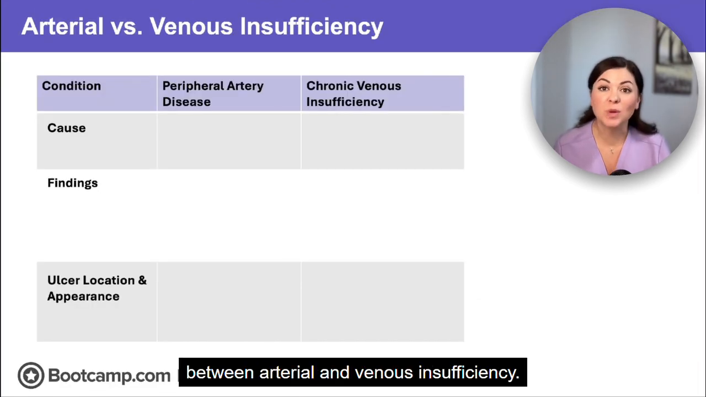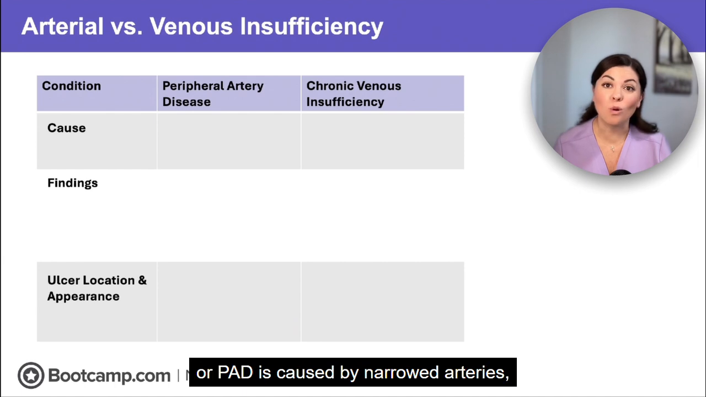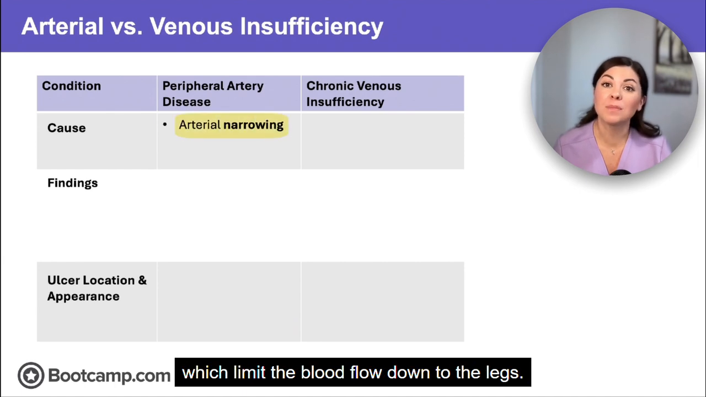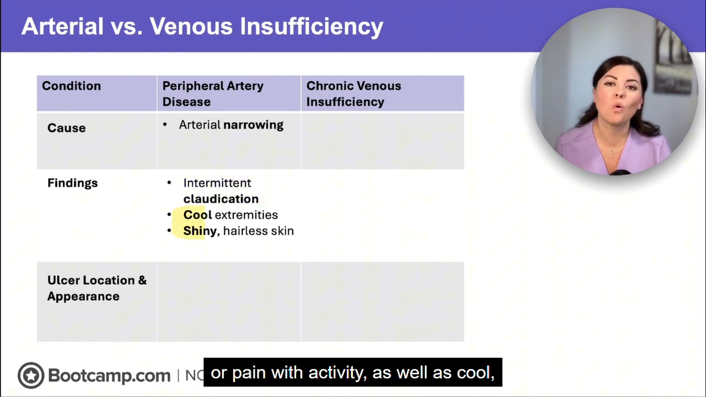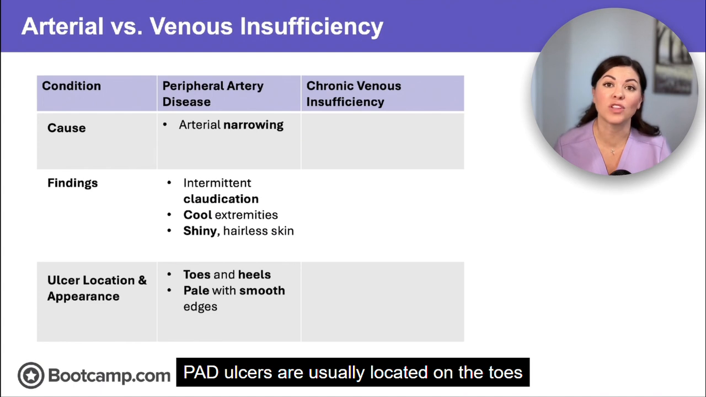NCLEX will expect you to know the difference between arterial and venous insufficiency. So peripheral artery disease, or PAD, is caused by narrowed arteries, which limit the blood flow down to the legs. That decreased perfusion causes intermittent claudication, or pain with activity, as well as cool, shiny, and hairless skin. PAD ulcers are usually located on the toes and heels and are pale.